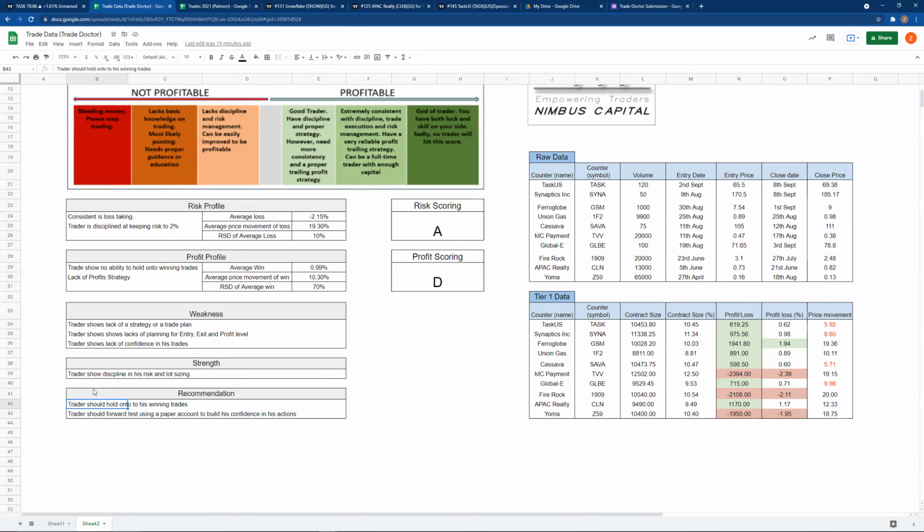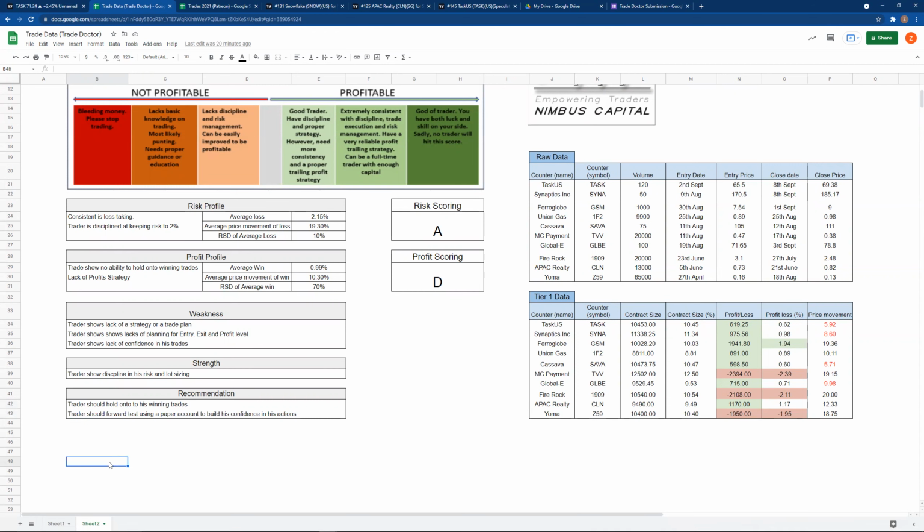The problem here is, why is this trader not holding on to his profit? There must be a reason why he's not holding on to his profit. Just by simply saying, hey, you should hold on to your profit, it's not going to solve anything. It's like telling an angry person to calm down, it's just going to make the person worse lah. So hence there is this second recommendation.